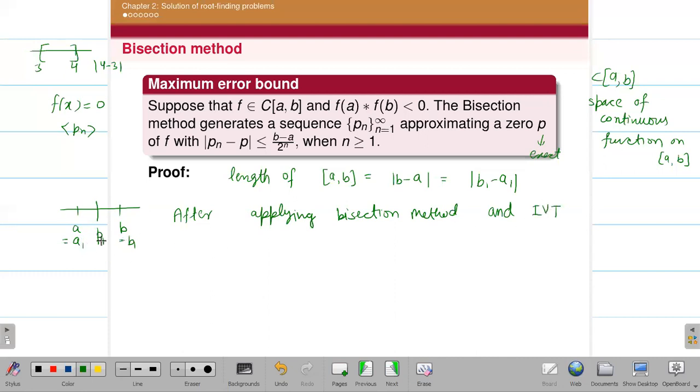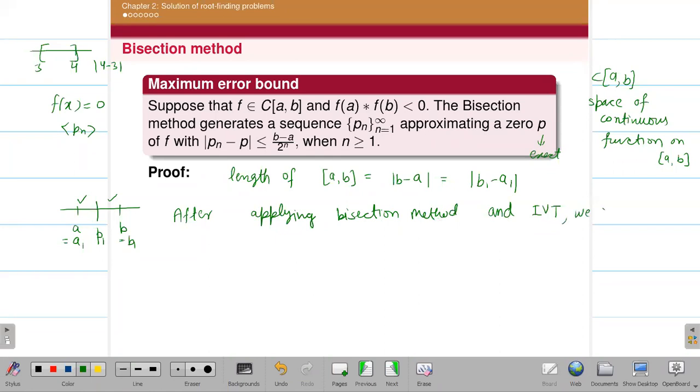IVT means I have checked the sign of f of P1, and I have chosen the interval also, that the root will lie in this interval or in this interval, that I have chosen that you are getting the opposite sign. Suppose it is here, then I have chosen the interval also. Means after applying bisection method, that will give you the midpoint, that will bisect the interval. Then by using the IVT, I have chosen the interval also.